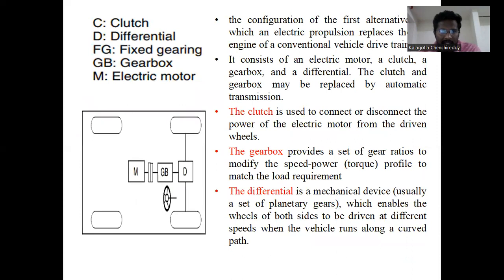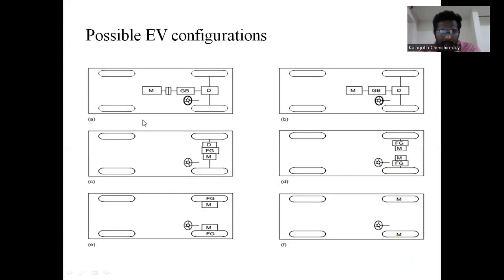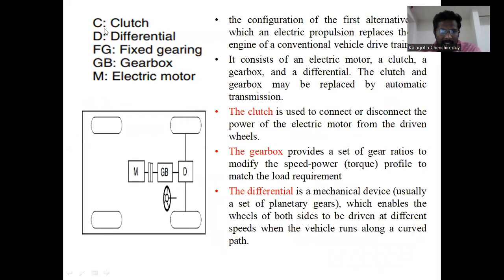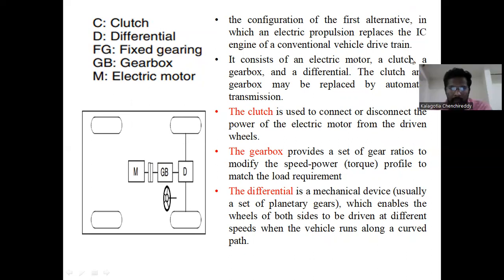This is the first configuration. In the circuit we have M, GB, D, FG, and C, and their names are shown here. C is the clutch. D is the differential. FG is the fixed gearing. GB is the gearbox. M is the electrical motor. Now I will explain this first configuration.